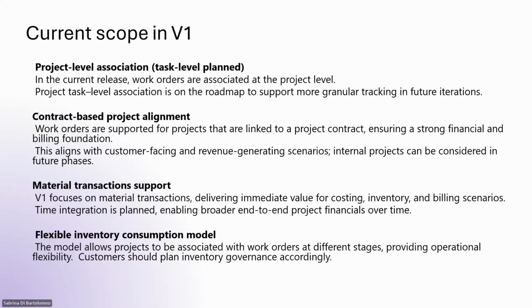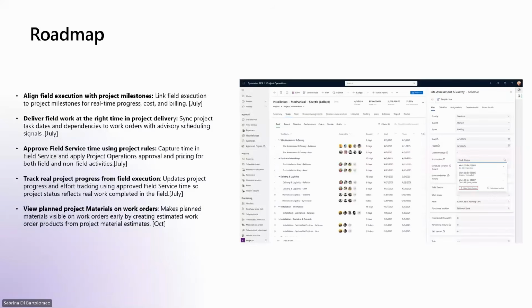So for V1, the key takeaway is a solid production-ready foundation, clear project and contract alignment, material-driven financial flow, and flexibility in execution. So with that, we go on to the roadmap. The next slide.